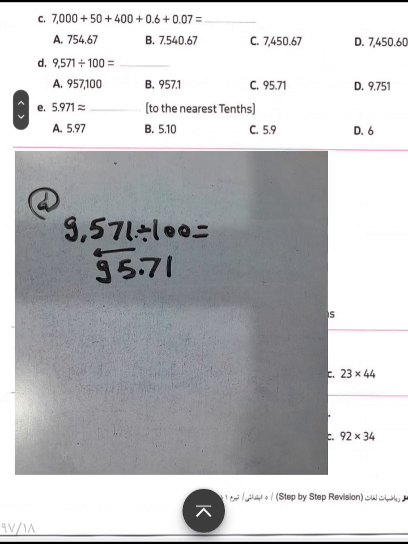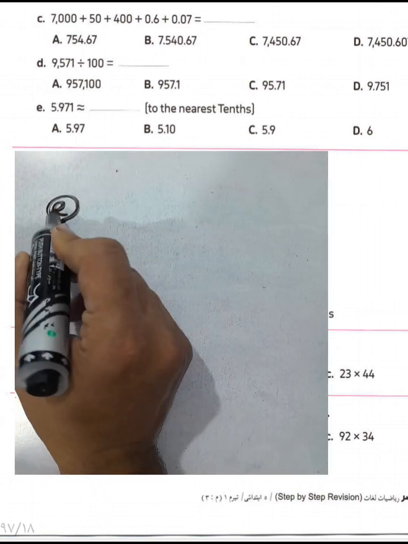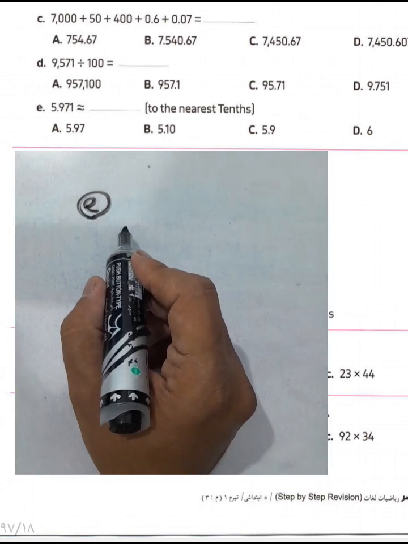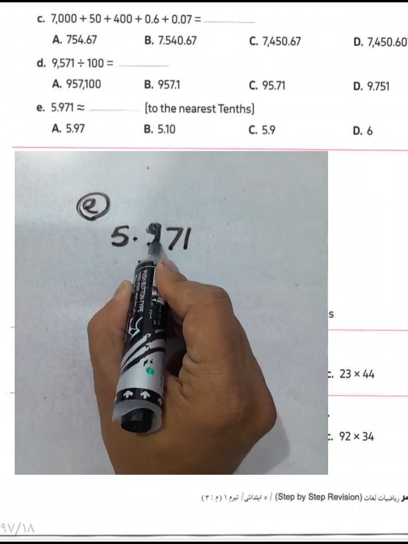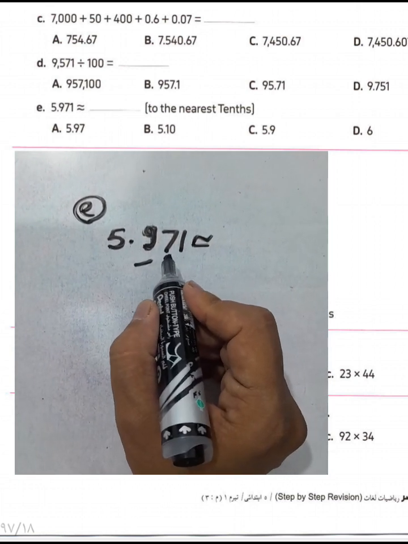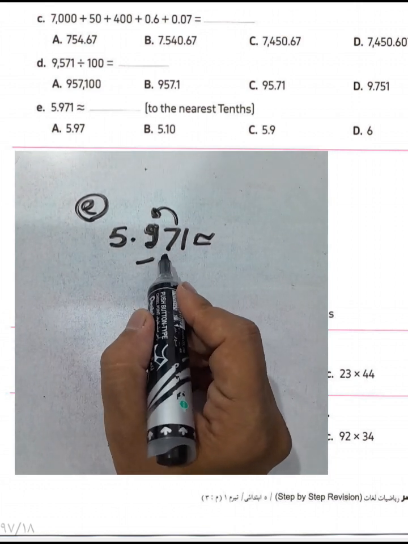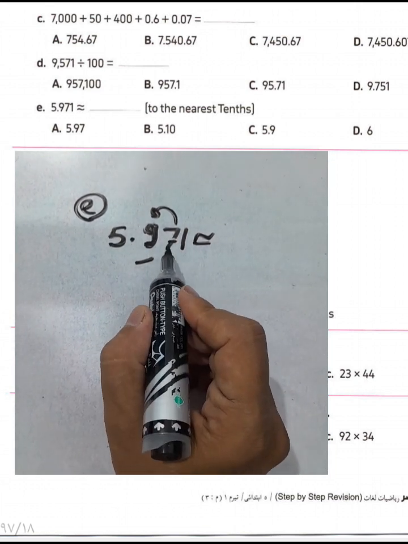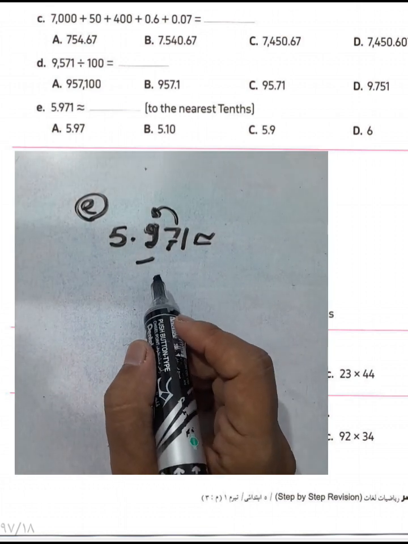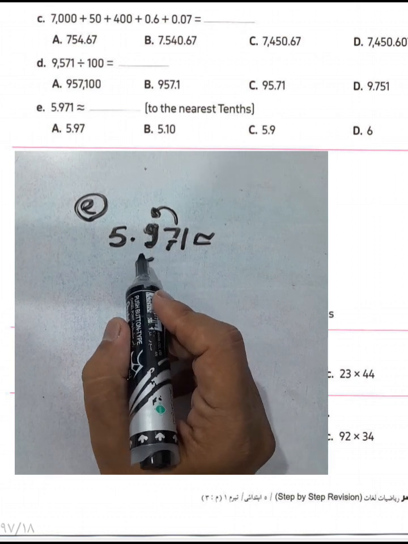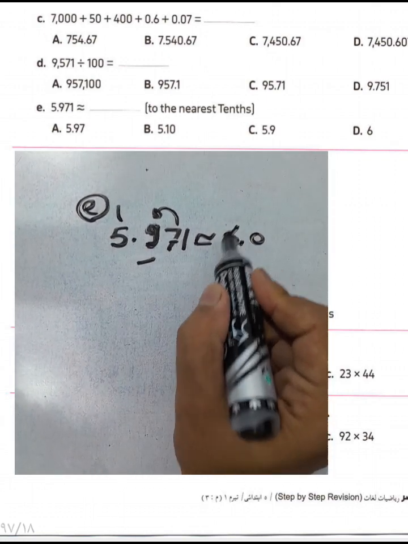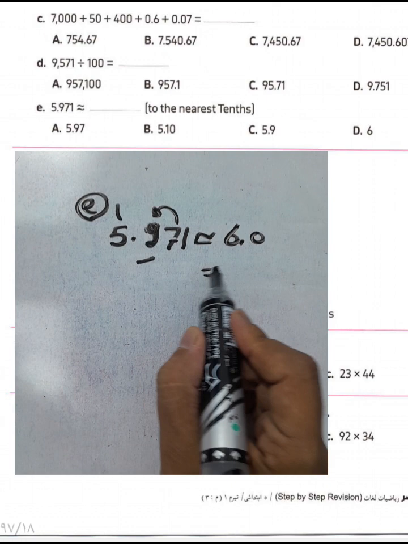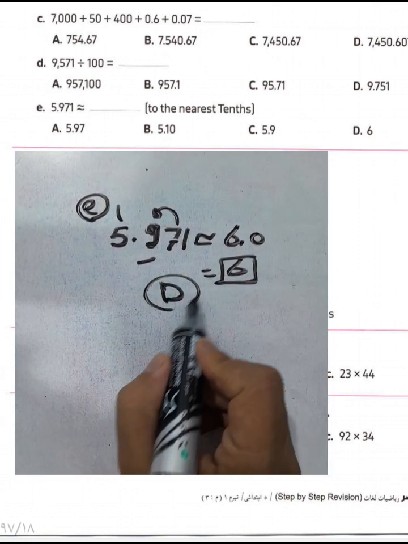Question letter E. Find the result to the nearest tenth. Look at the digit in the tenths place first. 95.71, 9 lies in the tenths place. Then what will the approximation be? The 7 is a rounding digit, greater than or equal to 5, so we give 1 to the digit on the left. 1 plus 9 equals 10, write 0 and carry 1, 5 plus 1 equals 6. The result will be 95.7 rounded to 96.0. Then you must choose letter D for question letter E.